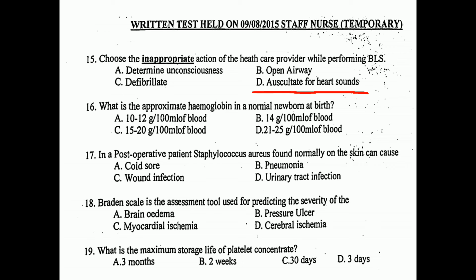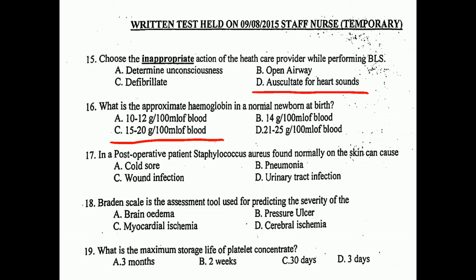Question number 16. What is the approximate hemoglobin in a normal newborn at birth? The options are 10 to 12, 14, 15 to 20, 21 to 25. The correct answer is option C, that is 15 to 20 gram per 100 ml of blood.